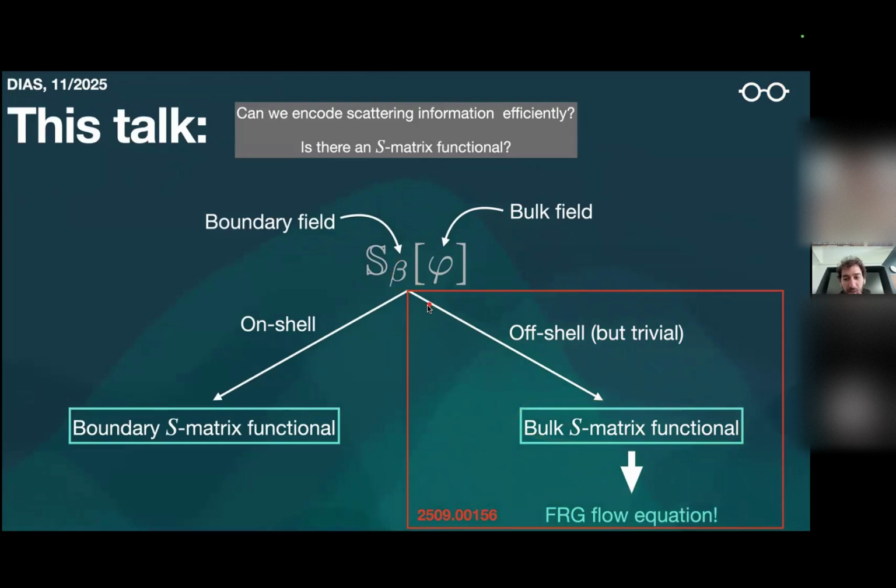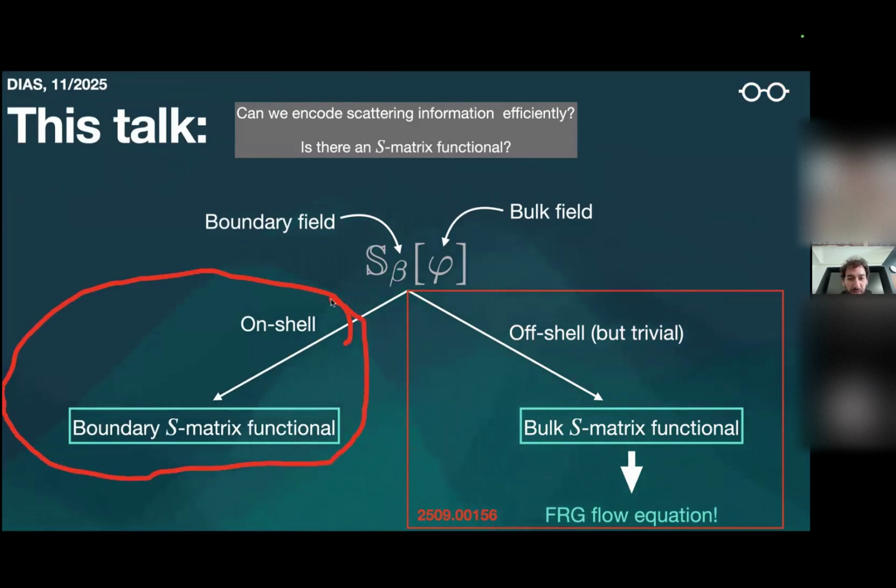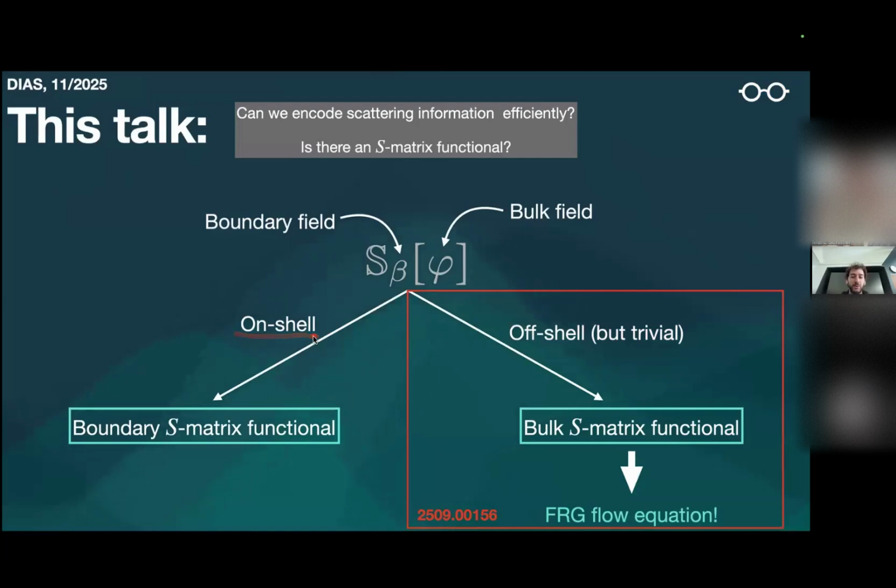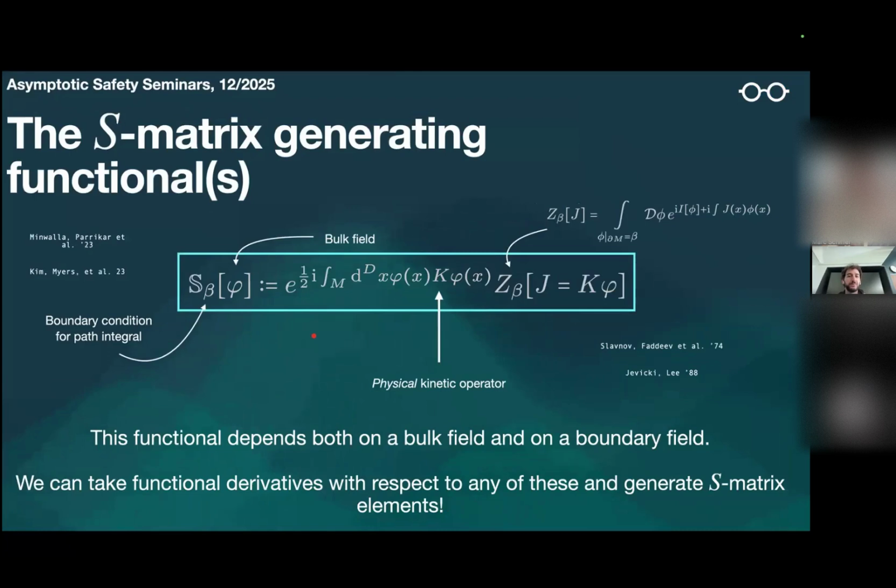This will be the larger part of my talk, the second part, but I wanted to tell you a bit more about the boundary perspective, precisely because it's very interesting that this is a fully on-shell point of view. So that's the general idea. And I wanted to first also clarify what exactly our functional S is.